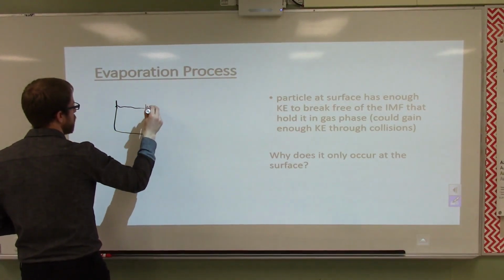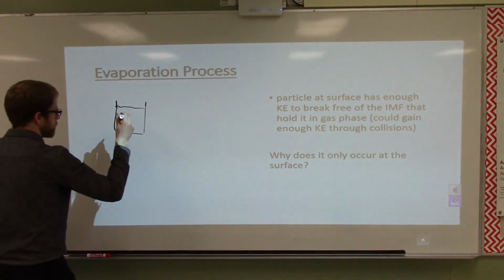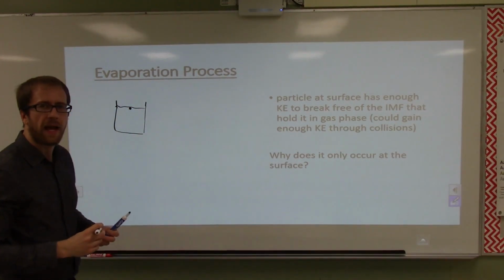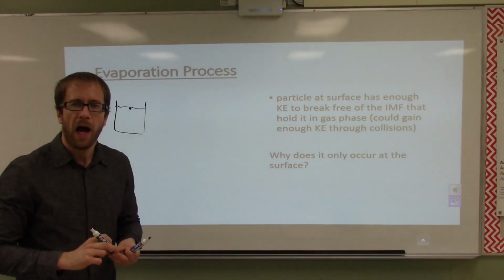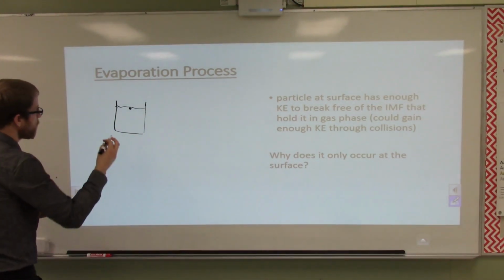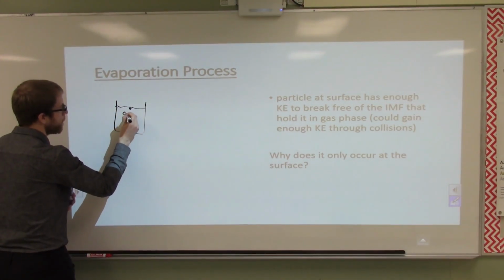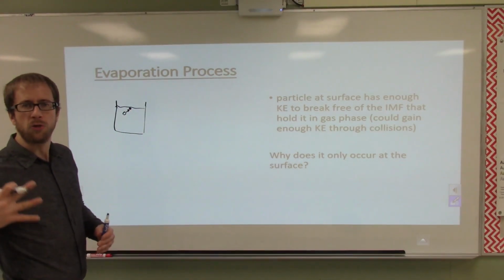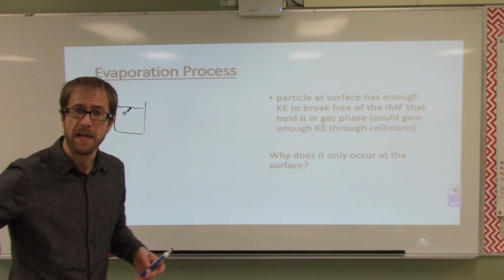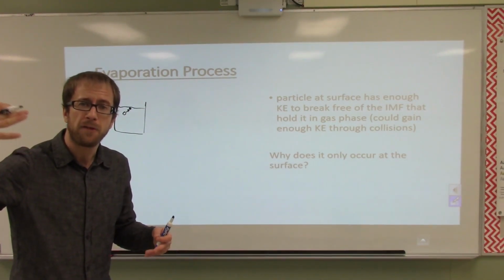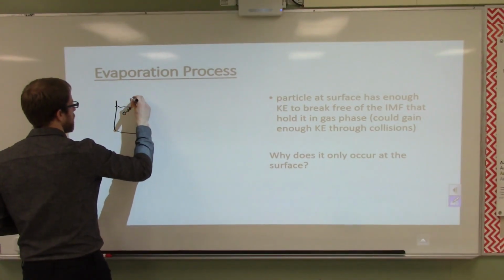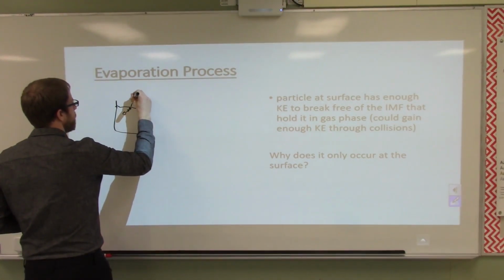And here's the surface of our liquid, and here's our particle. Now let's say it doesn't have enough kinetic energy. But all of a sudden, a fast-moving particle comes along and collides with it and gives it a little bump, increasing its speed, its kinetic energy. Now it has enough to leave and enter the gaseous phase, so it can leave and become a gas.